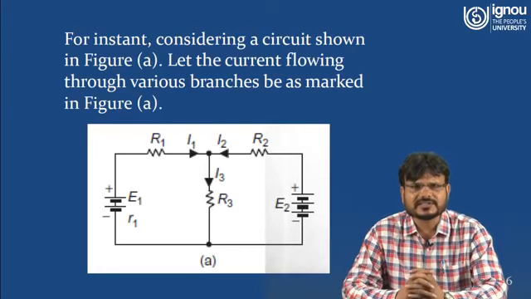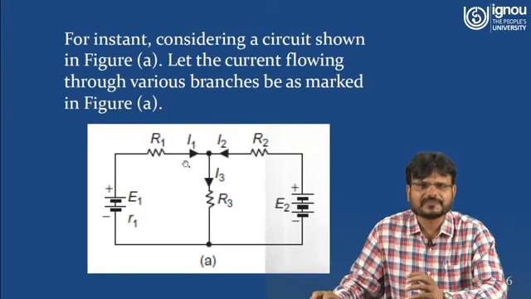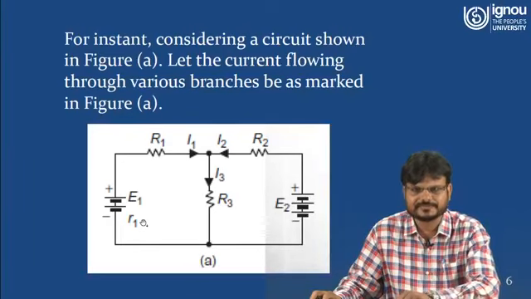For instance, consider the circuit shown in figure A. Let the current flowing through the various branches be marked as I1, the current flowing through one resistance be I2, and the current flowing through another resistance be I3. There are two voltage sources acting, E1 and E2. You can see that this voltage source has some internal resistance R1, and this voltage source has internal resistance 0. That means this one is an ideal voltage source and the other is a practical voltage source.